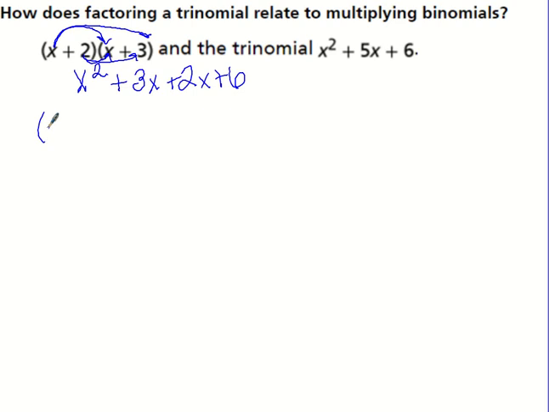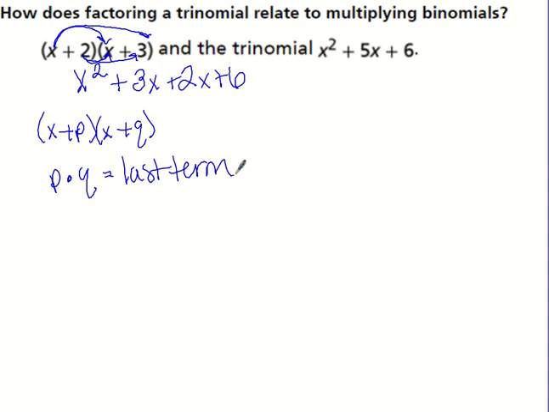Remember, we wrote these out as x plus p and x plus q. We use these different variables, so we're trying to see how this relates to this, or how this relates to this. If we take p and multiply it by q, we get this last term. And if we take p and add it to q, 3 plus 2, you'll notice I get that middle term.